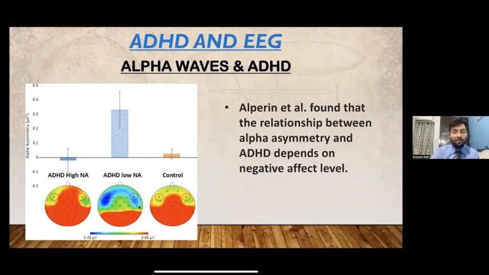And in a study by Alperin et al., it was found that the relationship between alpha asymmetry and ADHD depends on the negative affect level, and it was found to be an inverse relation. In patients with ADHD having a high negative affect, the alpha asymmetry is less, while in ADHD patients with a low negative affect, high alpha asymmetry was found as compared to controls.